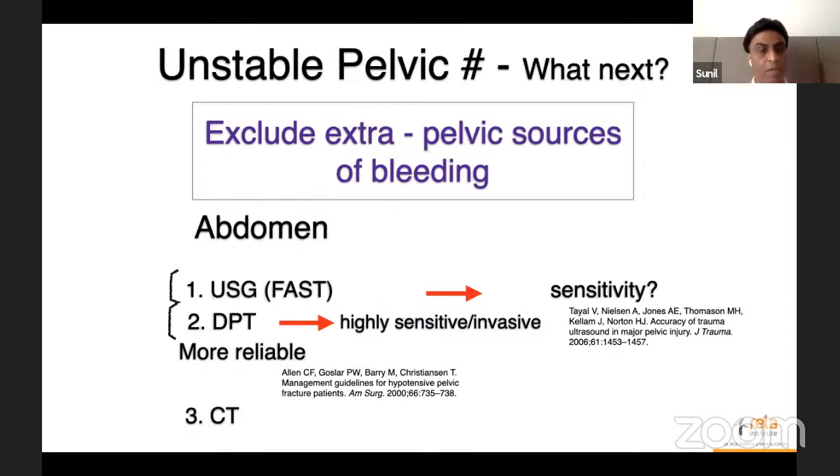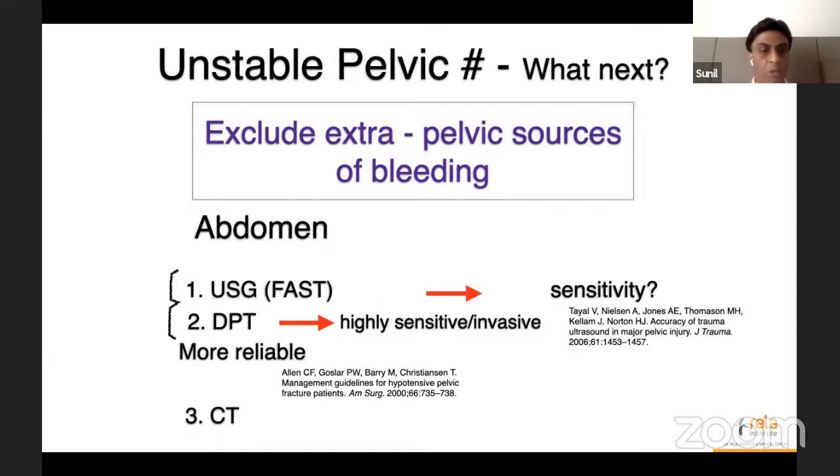If you need, and if you have a diagnostic peritoneal tap where you have more than 10 ml of fluid or frank blood, that means more or less you are looking at an intra-abdominal injury and you need to include a general surgeon into your treatment strategy.